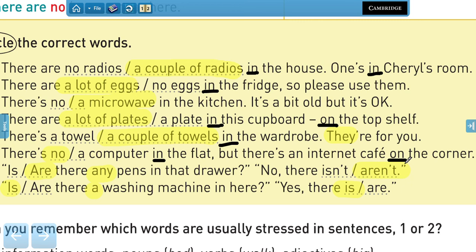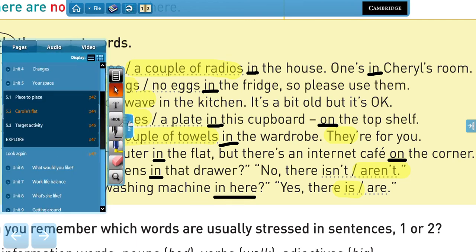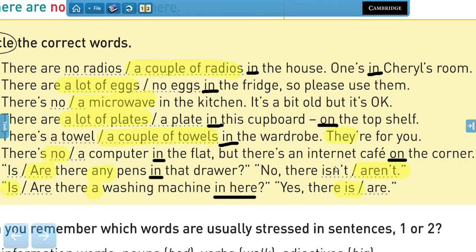So we can use both, in and on. Then we have in the drawer, right? Things are inside, and in here, right? So we use a bigger place to talk about that. So this is a good way of practicing your prepositions.